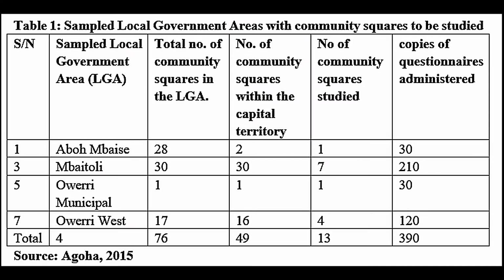Methodology of the research. There were about community squares in Owerri Capital Territory. Randomly, 13 of them were selected, and using GPS and GIS, the actual locations and sizes were determined. 390 questionnaires were also distributed to respondents so as to extract some information and data from the people.